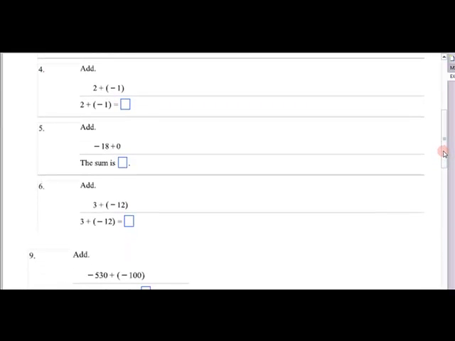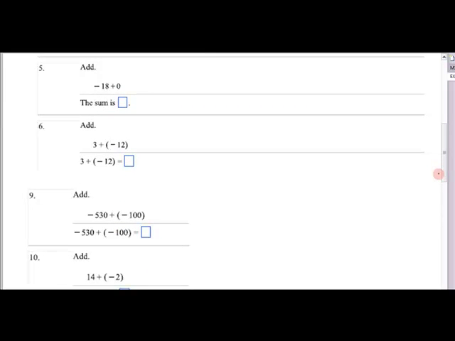Number 4, I have a +2 plus a -1. Okay, the rules. If you've got a positive and a negative, just subtract the little one from the big one, keep the sign of the big one. Well, 1 is the smaller one. Take 1 from 2, you get 1. The dominant or bigger sign was with the 2, so it is a +1.